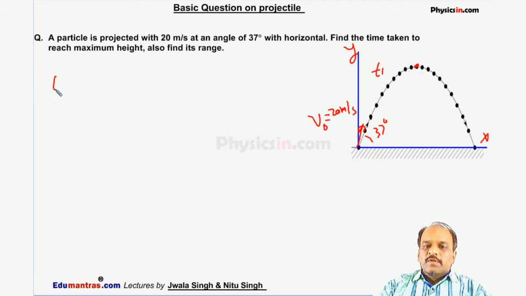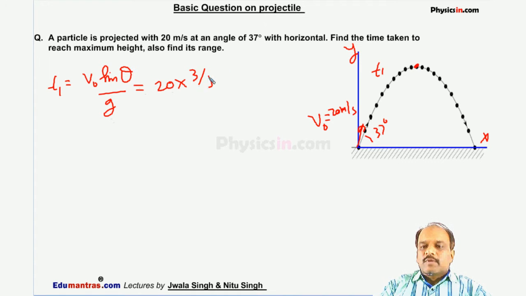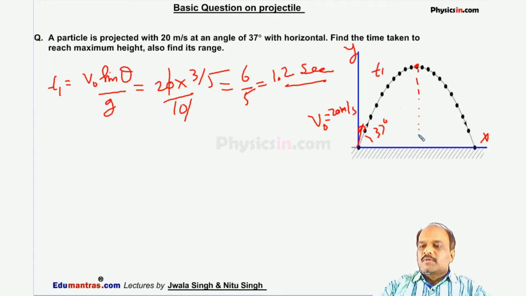The particle will take this time, t1, to reach this highest point. We know that t1 is equal to v naught sine theta by g. v naught means 20, sine 37 means 3 by 5, g means 10. So it comes out to be 6 by 5, that is equal to 1.2 seconds. So this is the time of ascent also. This is the time taken by the particle to reach this maximum height. Second is to find its range. We know this distance is called range.